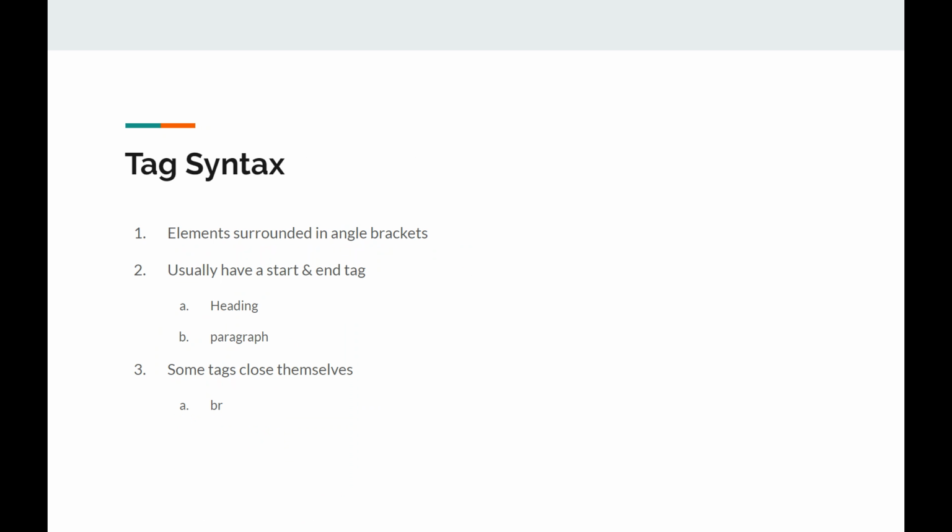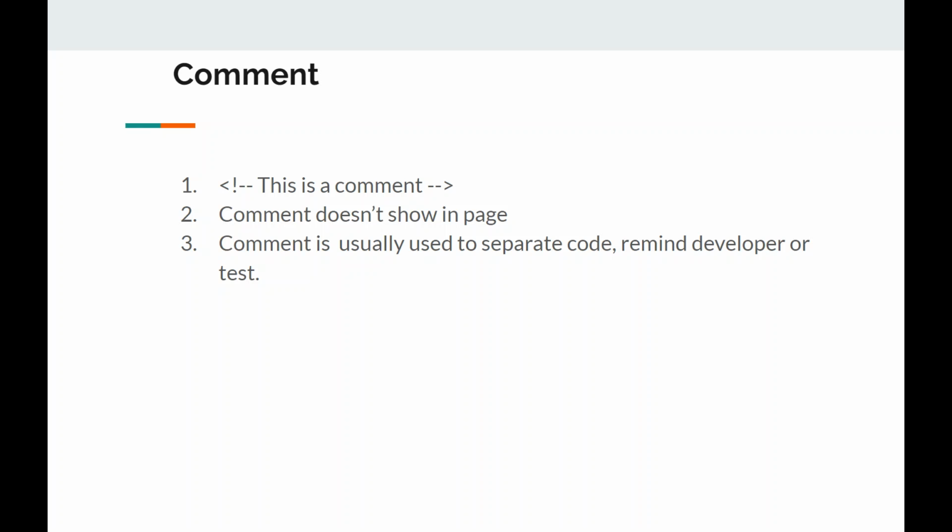Right. So, tag syntax. A tag is an element surrounded by angle brackets. So the left angle bracket, the tag name, and the right angle bracket, that is creating a tag. You already have a start and ending tag, like a heading or a paragraph, and some tags will not have a closing tag. We're going to see them in the future. Some tags don't have a closing tag. Right. Go to the next one.